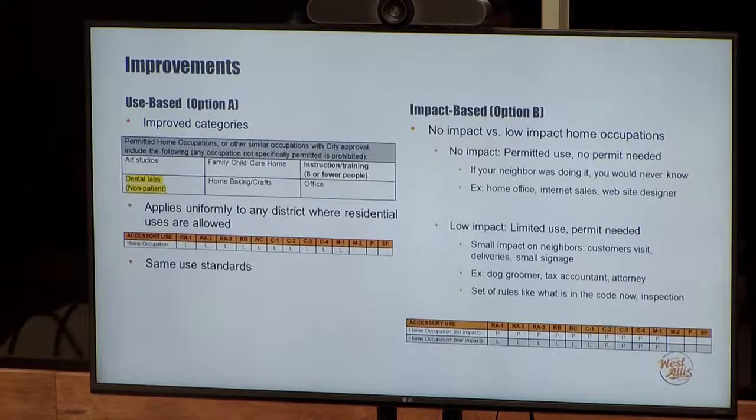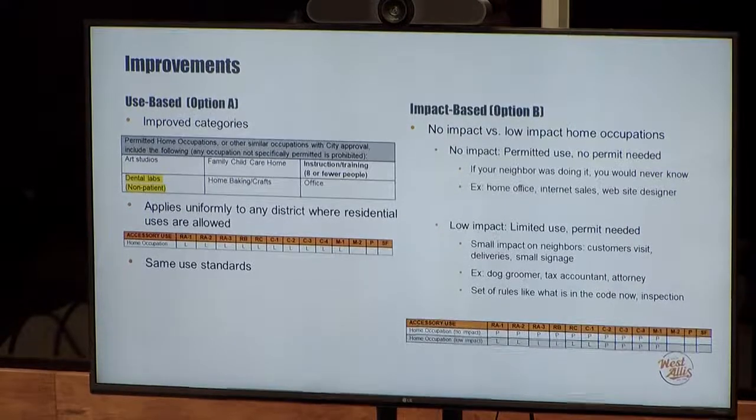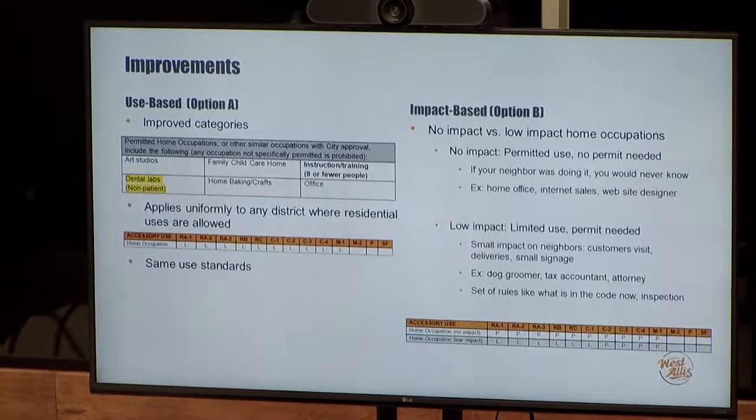So what we're proposing, at least there's a few options here too, but what we're proposing in the ordinance is on the left. We went from that long list that you saw on the previous slide of permitted uses to a consolidated list. So it's shorter. We've simplified it to art studios. There's the dental labs. That's the non-patient type of use, so it's not a dentist office. They make dentures or crowns or something like that. And family child care homes, home baking crafts, instructional training. We've just put in there 8 or fewer people. So for instance, music lessons or computer lessons, whatever someone wanted to teach a small group of people. And then office. So that's what we've boiled it down to. If you fit that permitted use category, there would also be the same standards in play that we had talked about previously within our current code. So together we feel that this is fair.